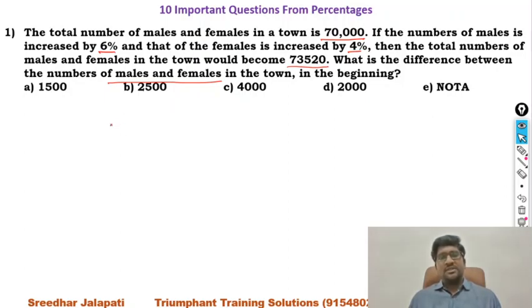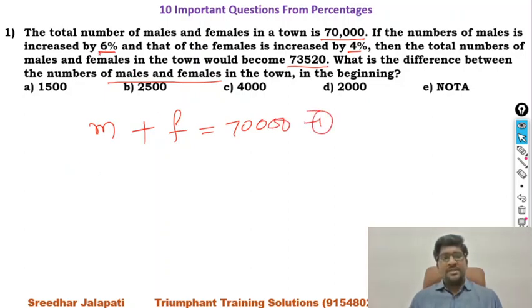One is equations method. In that equations method also, you can use two variables or one variable. I'll tell you both the techniques. Let the number of males in the town be M, then the number of females in the town be F. So if I write the equation, male plus female is 70,000 initially. This is equation 1. And now male increased by 6%. When M increased by 6%, what is the resultant? 1.06 M. This also we have seen in the last video, how to write that final value directly.